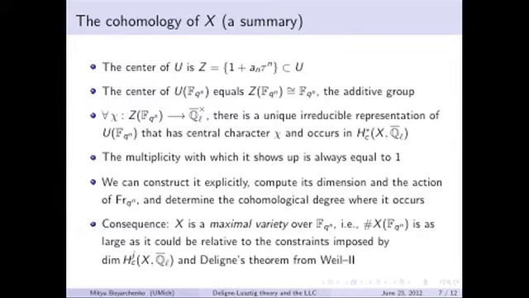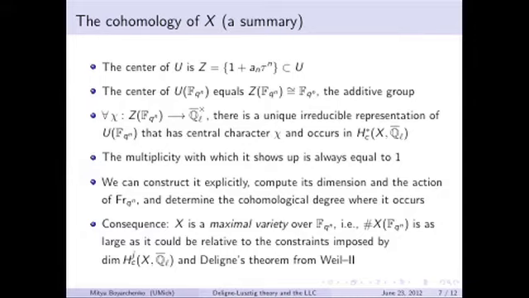And like I said, in the actual theorem, we are much more precise than this. So we can say exactly what that representation is, meaning that we can say how to explicitly get it as the induced representation from some subgroup. And then we also know its dimension. We know in which cohomological degree it sits. We know how the Frobenius acts on it, and so on.